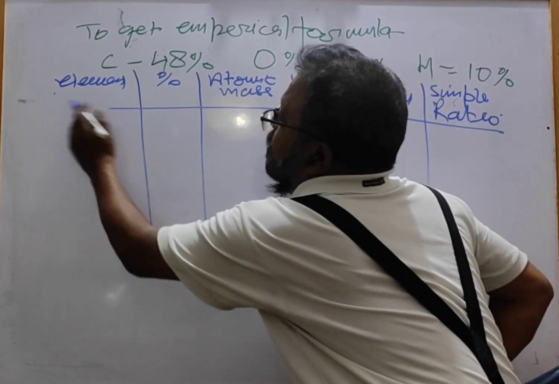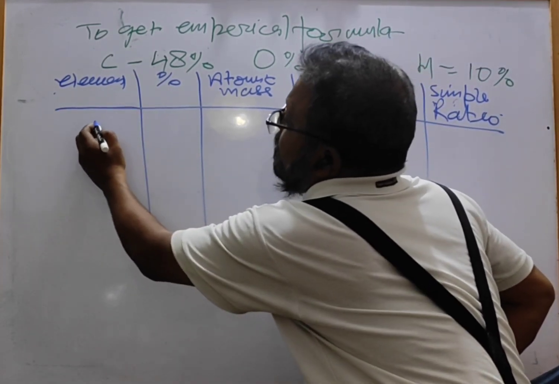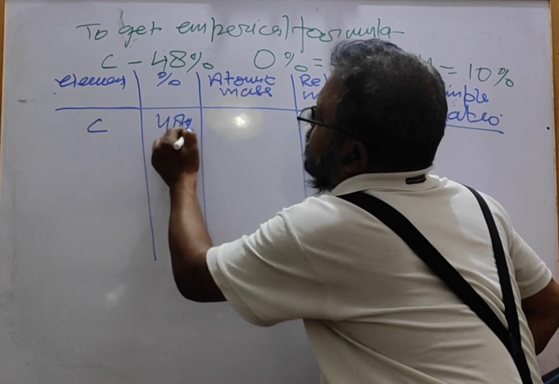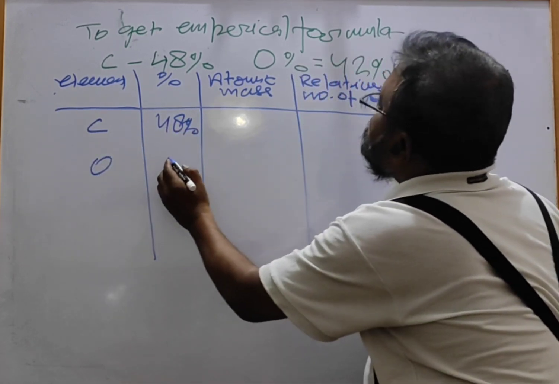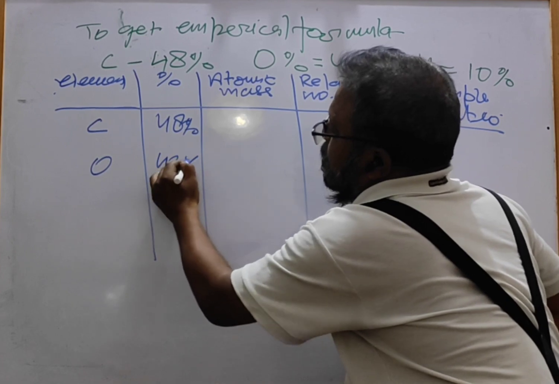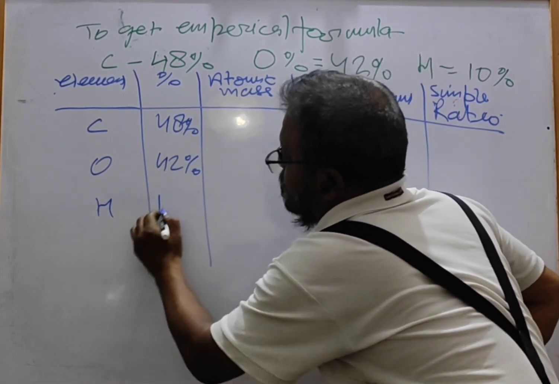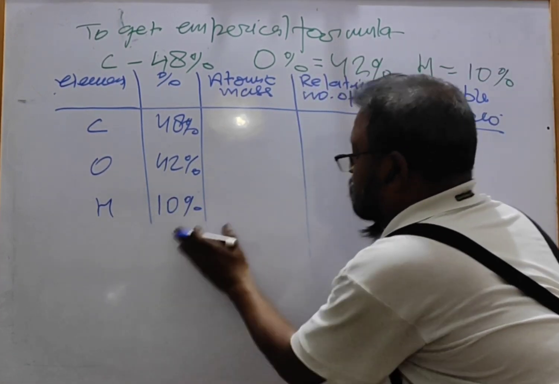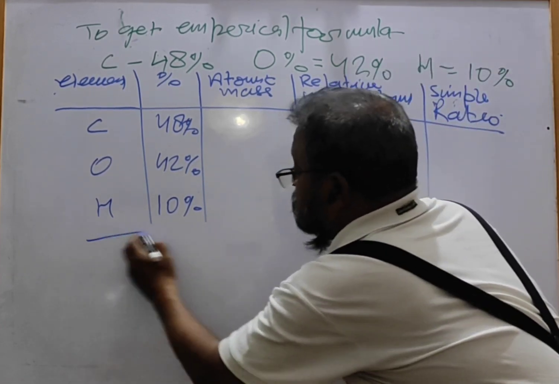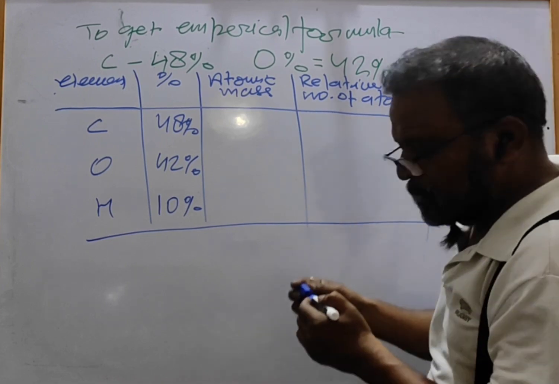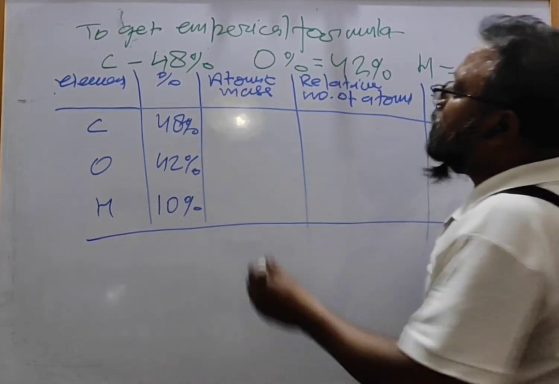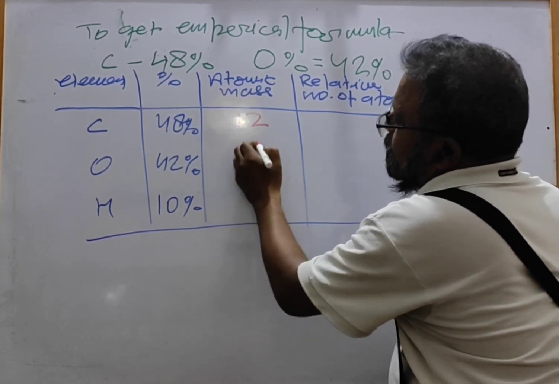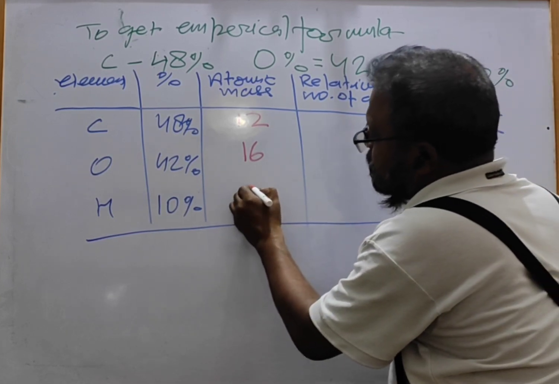Now first we have carbon. Percentage is 48%, right? Oxygen, there is 42%, and hydrogen is 10%. This much we can draw. Now, what is the atomic mass of carbon? 12. Oxygen 16. Hydrogen 1.